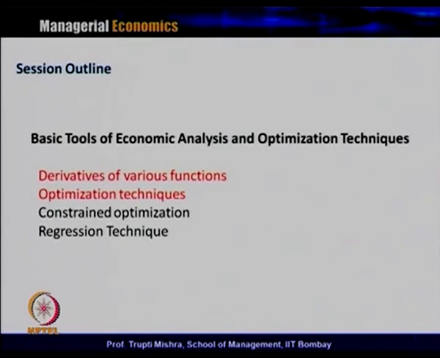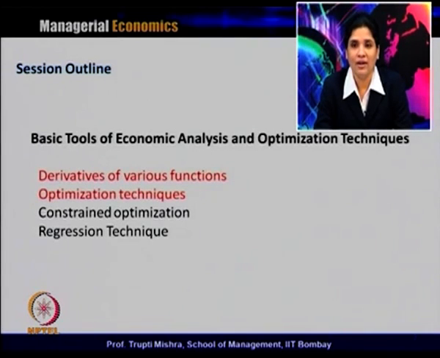One is the maximization of revenue or maximization of profit, and the second one is the minimization of the cost. Whenever we were doing this optimization technique, either a maximization or a minimization problem, we did not consider the case of a constraint. We just optimized the maximization of a profit function, or the minimization of a cost function.